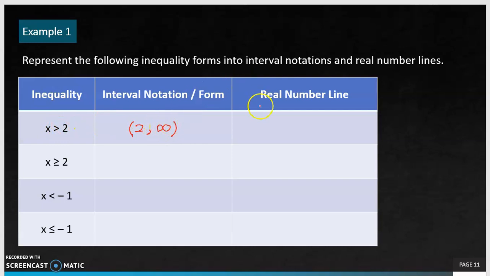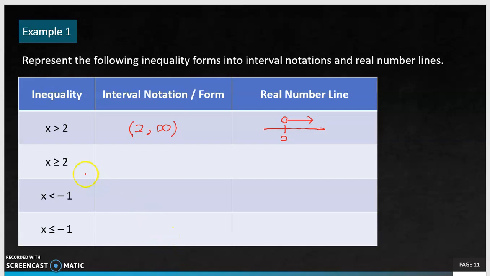In the real number line, we only have one value, which is 2. And we all know that 2 is not included, so it's a small circle. Now approaching positive infinity, the arrow is supposed to point to the right.